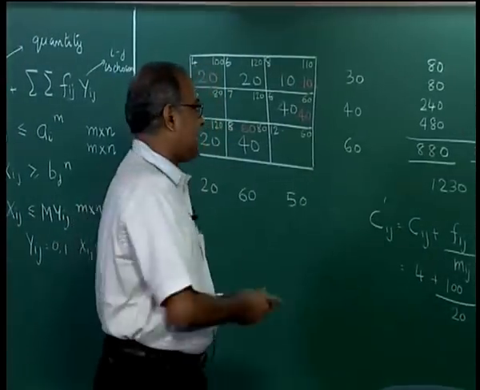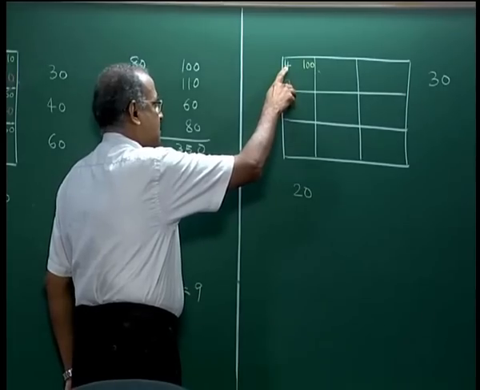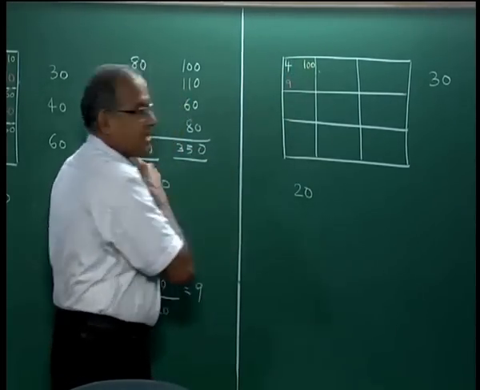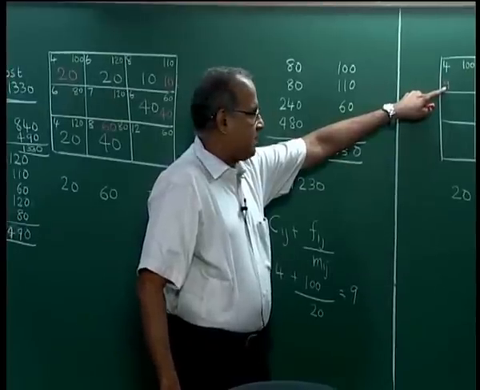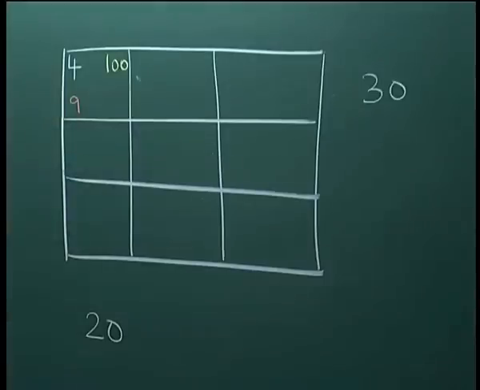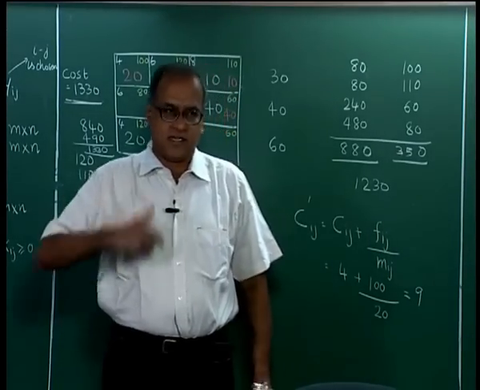Like this we can calculate this number which captures both Cij as well as Fij to get a new number which is called C dash ij, which could represent some kind of an equivalent cost considering both the Cijs and the Fijs.